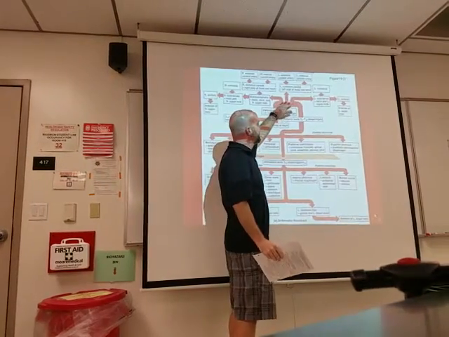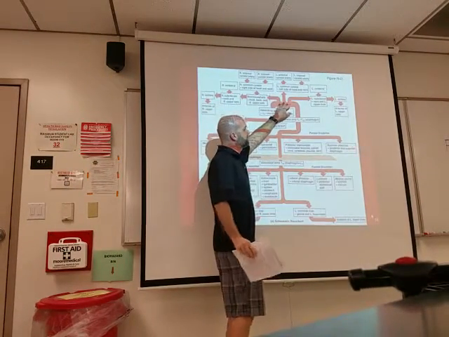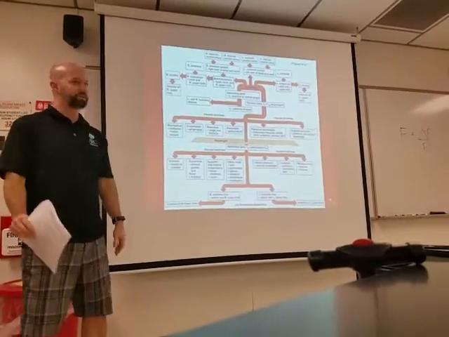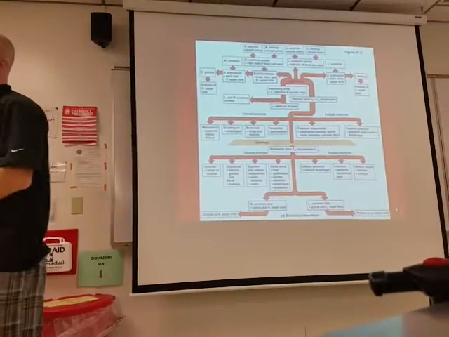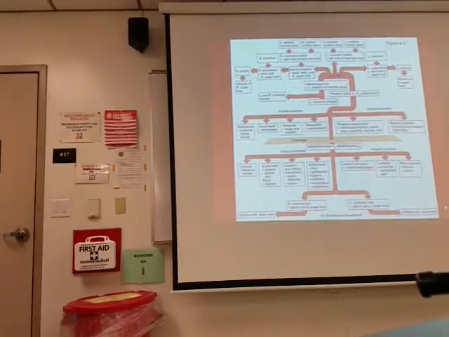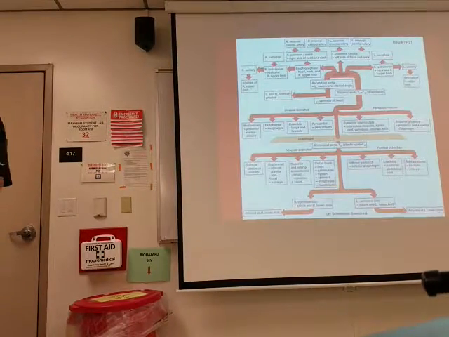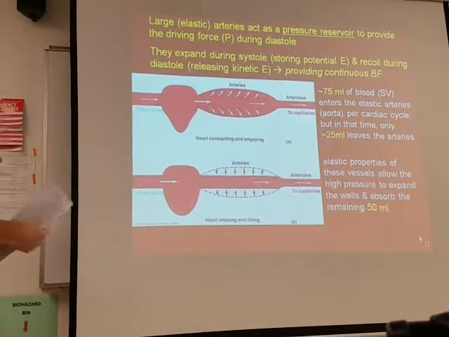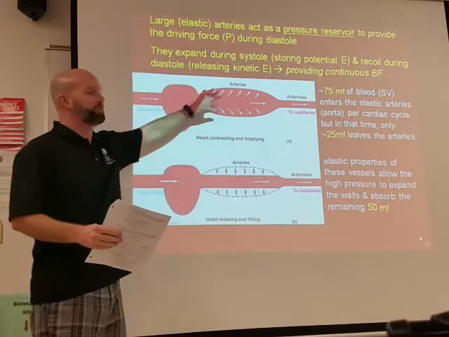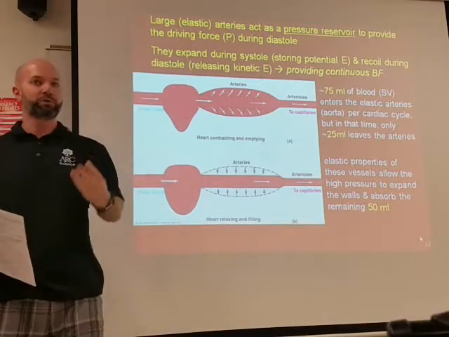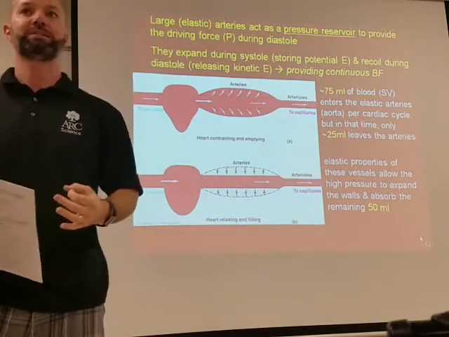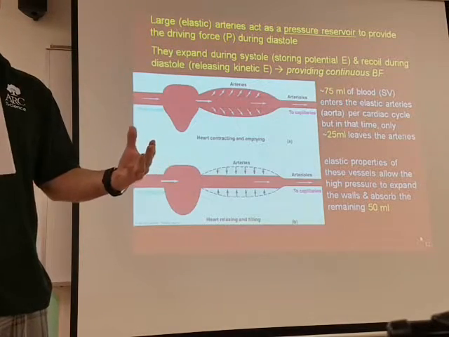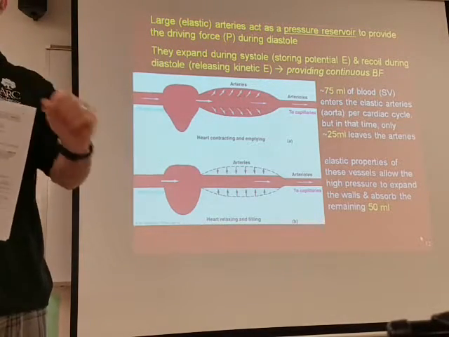Largest of arteries, the aorta, and then the first couple generations of branches coming off. So we can assume the first generation of branches, they're still large arteries, but after that we're getting into medium and then small. All right, so now this is what I've referred to a few times. This is what the aorta can do because it's so elastic. It can expand and absorb a large volume of blood and then recoil to move that blood downstream.